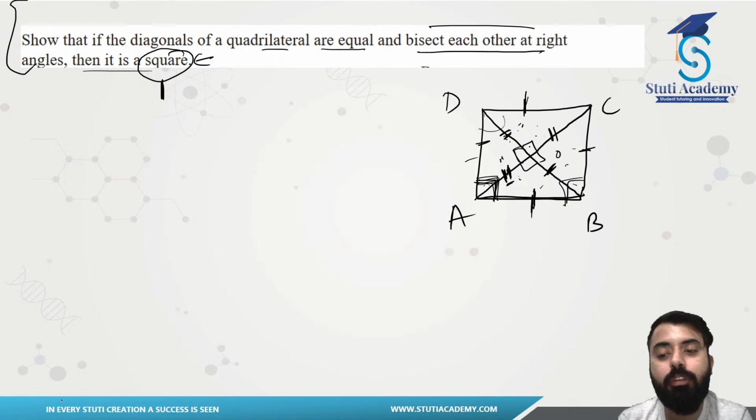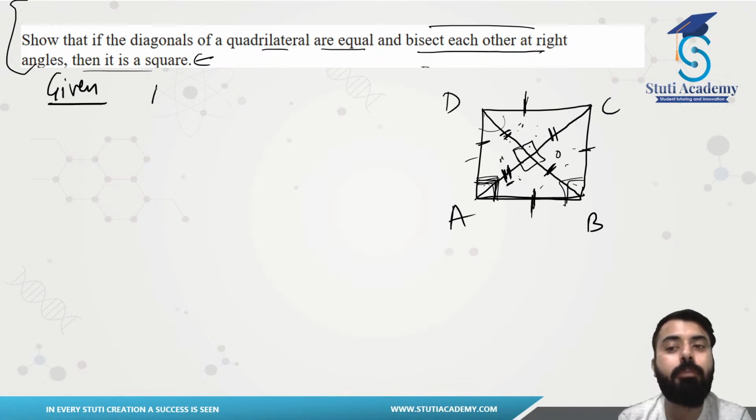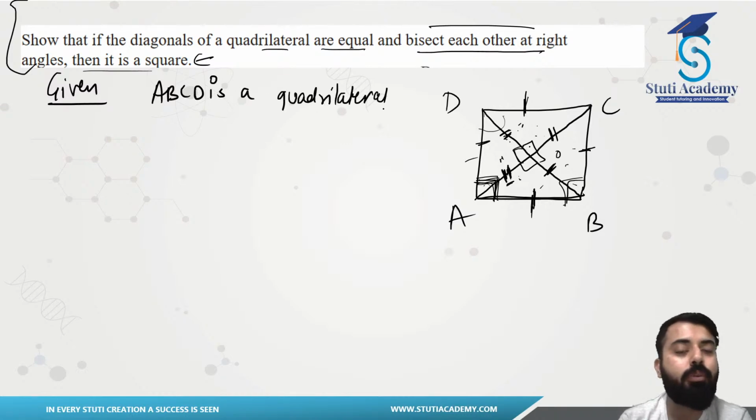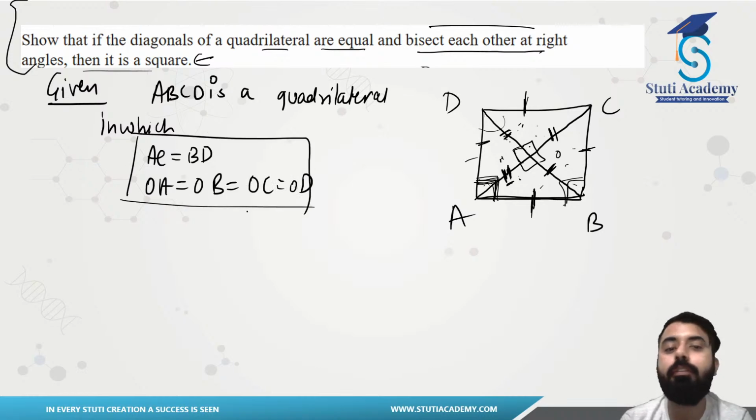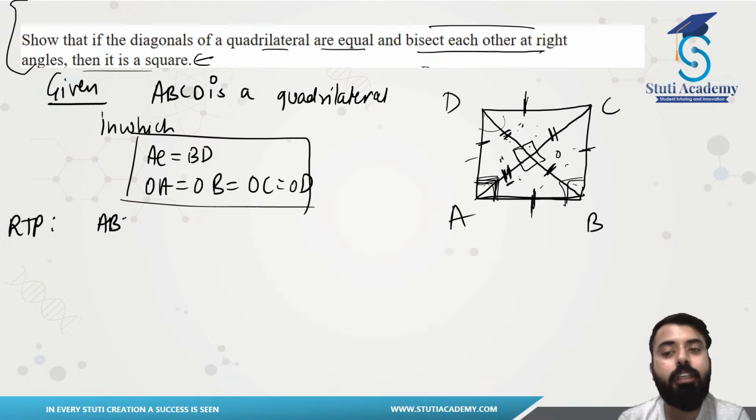Now let's start with the sum and see what we have to do on this. I hope you have understood the proof that we are going to attempt today. For the given, we have been given that ABCD is a quadrilateral in which AC is equal to BD, and OA is equal to OB is equal to OC is equal to OD. These are the two things that I have been given, so I will be using only these. Now, required to prove: ABCD is a square.